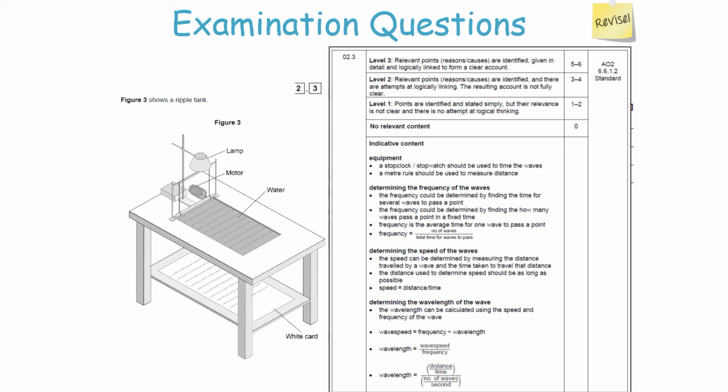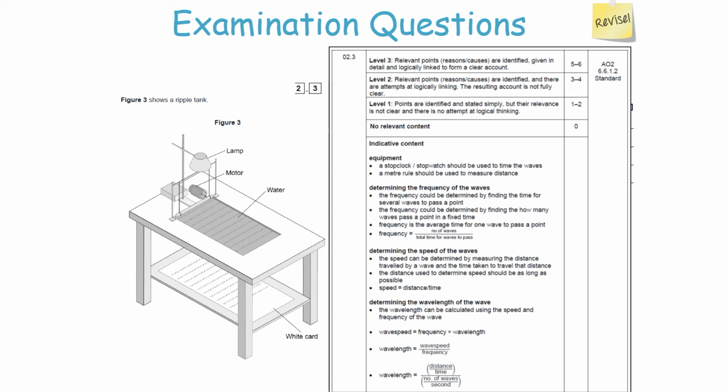Well, the frequency is determined by finding the time for several waves to pass through a point. So you find out how many waves pass a point at a fixed time and then work out the average time for one wave to pass through. Remember, it's always better to measure a great number of values and then divide by that value as trying to measure one, as the value would have too much of a high uncertainty or error in there. So you could say I will measure the time for 50 waves to pass through, then divide by 50.